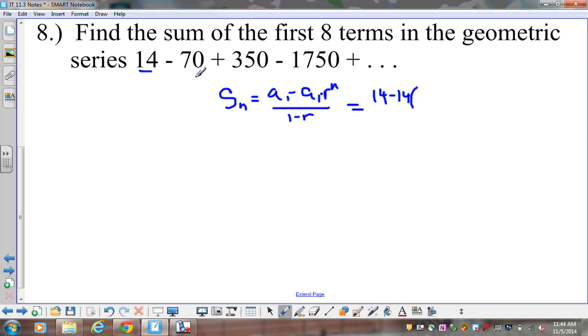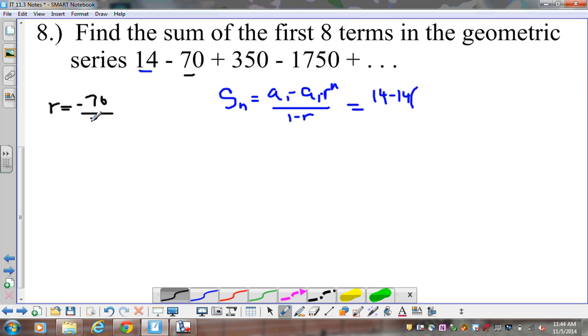Now this is where I've got to find my common ratio, because right now I don't know it. To do that, I'm going to take my second term, which is negative 70, and divide it by my first term, which is 14. Negative 70 divided by 14 gives me a common ratio of negative 5. So I've got my first term minus my first term times my common ratio, negative 5, raised to the, since I'm finding the first 8 terms, my n value here is 8.